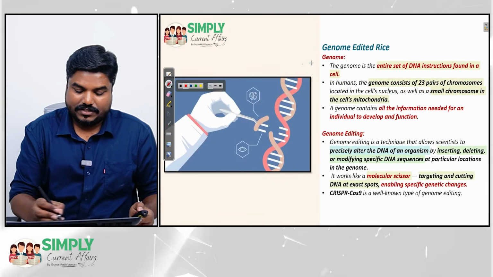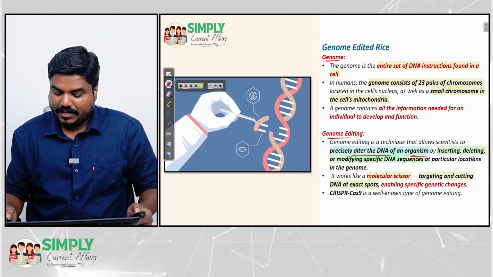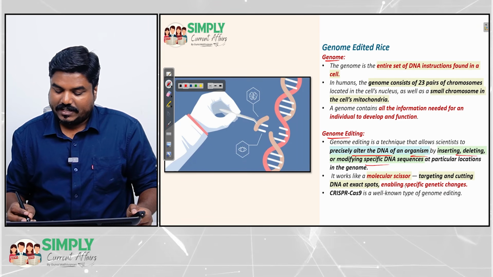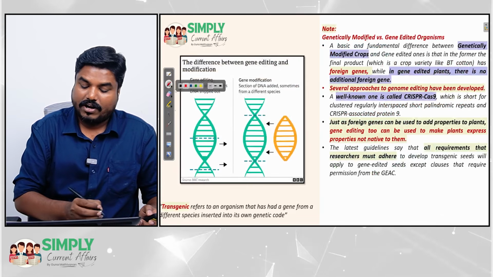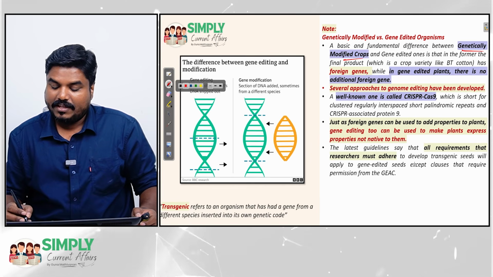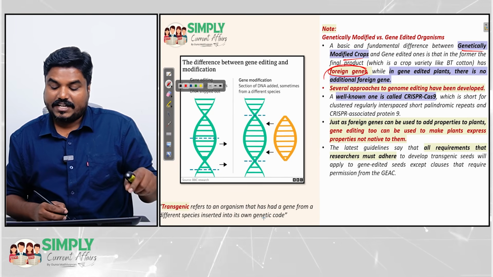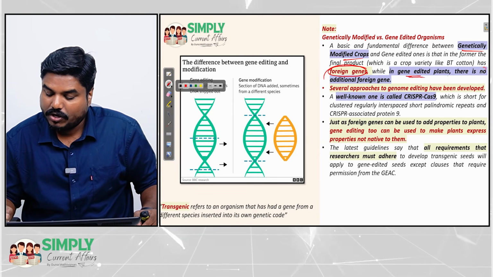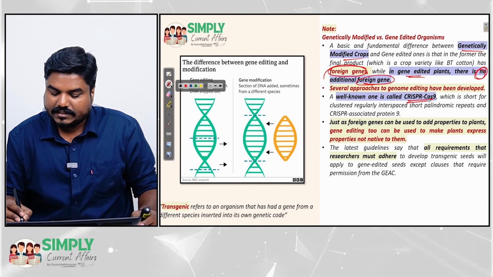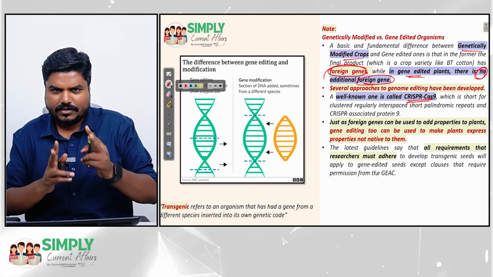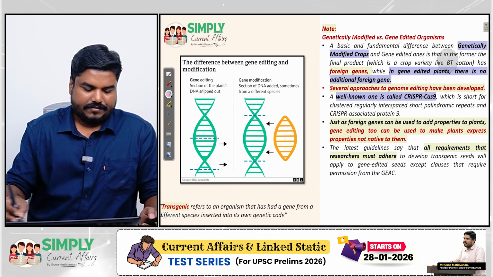So I have explained what is genome, what is genome editing. Precisely, we will alter the DNA of an organism by inserting, deleting, modifying specific DNA sequence. The main difference between genetic editing and genetic modification: in genetic modification, we are going to bring foreign genes. But if it is gene editing, there will be no foreign gene. That is the main difference between these two. CRISPR-Cas9 is the tool which is being used for doing that cutting, editing, everything. Right, friends? That's all about this topic.